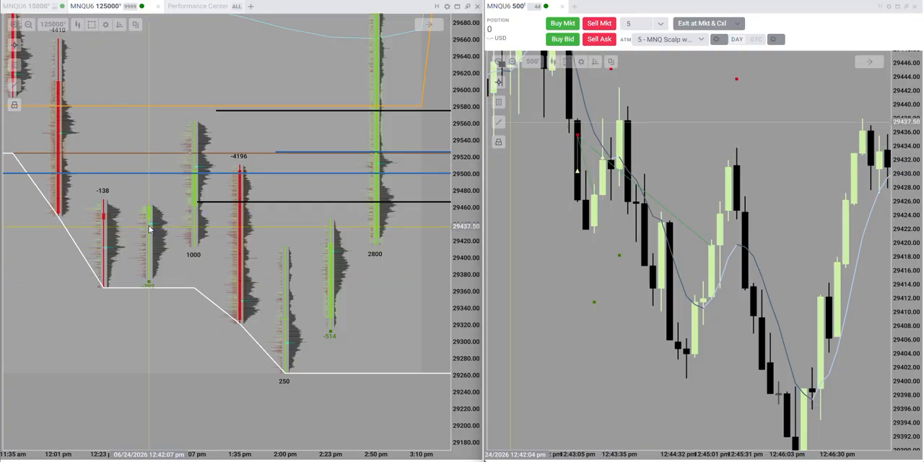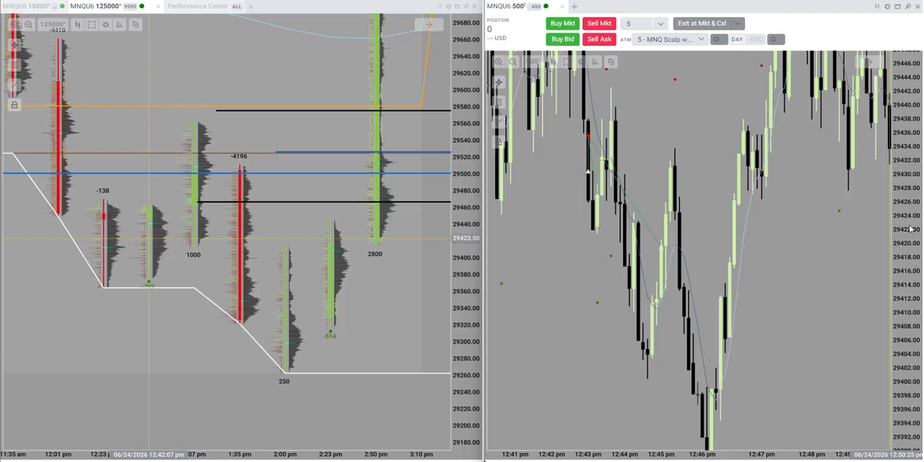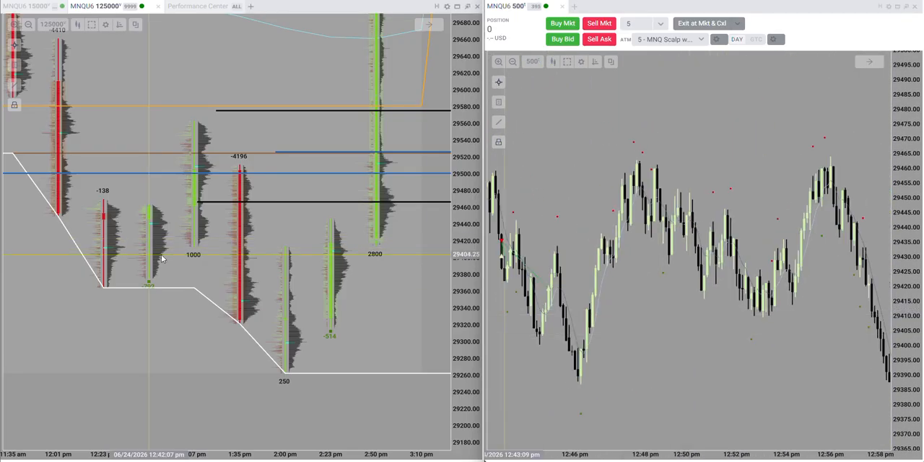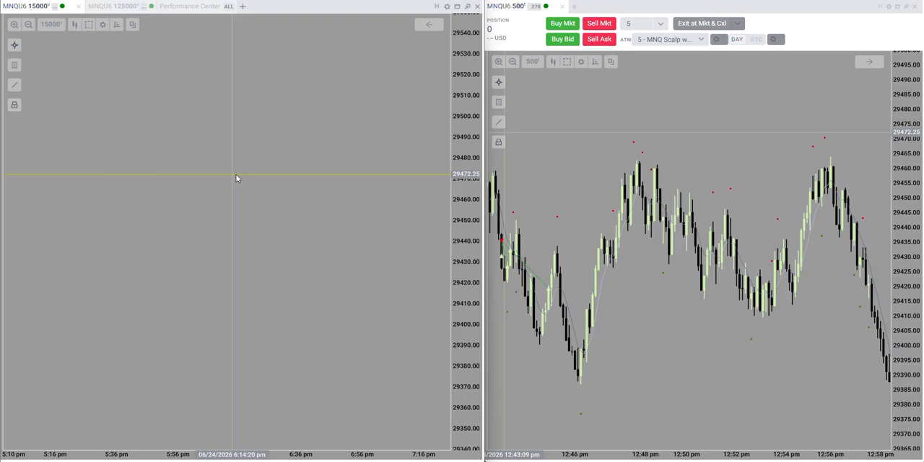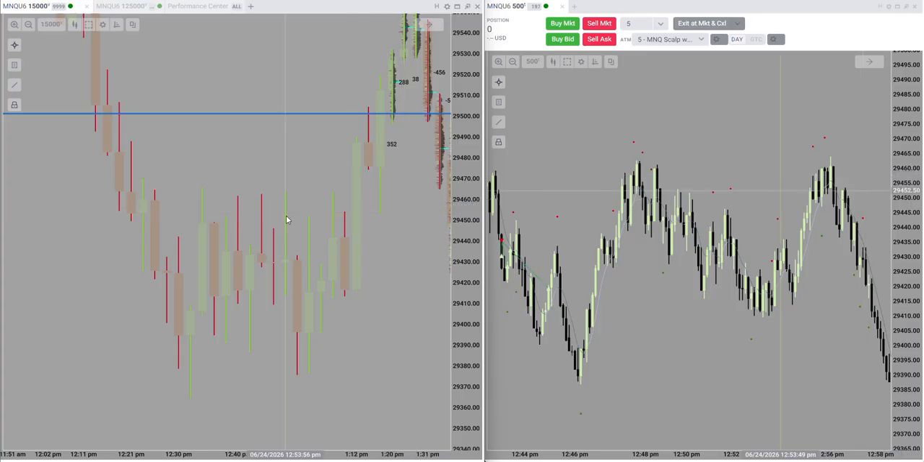So we bounced up. I took another little short long, caught it, and now if we remember this double bottom, this is going to be really key for this next part, right? So let's populate.